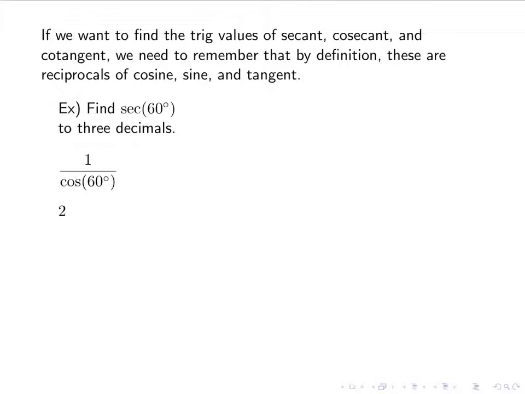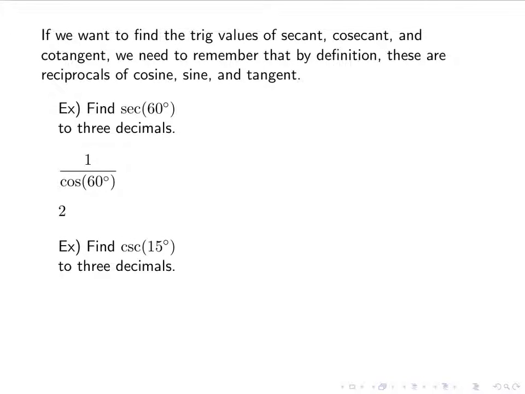And again, if you have that backwards calculator, you'll have to hit 60, then cosine, and then the reciprocal button. The reciprocal button looks like either x to the -1 or 1 over x. If you have the forwards calculator, you can just do 1 divided by cosine of 60.